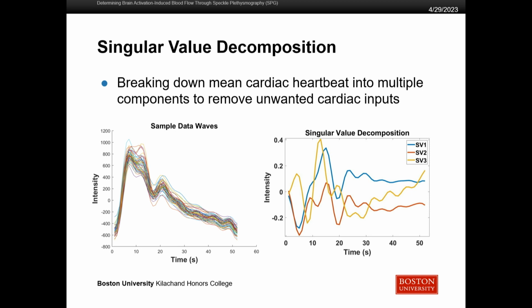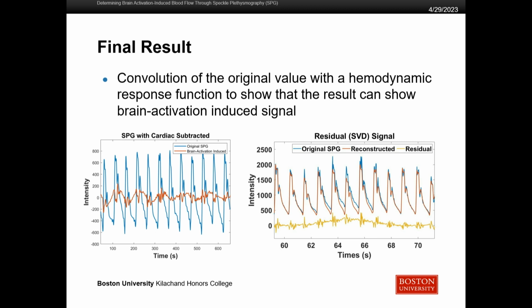This is called singular value decomposition. Basically, we wanted to specifically filter out the components related to cardiac blood flow. So when we did this, this was the new result we got. On the graph on the left, you can see the raw data in blue and the subtracted cardiac in orange, which would just show brain activation-induced blood flow.